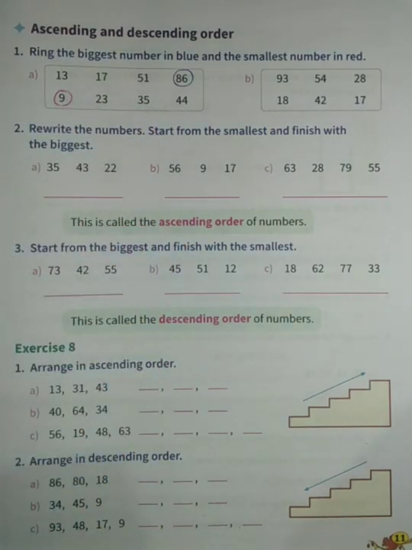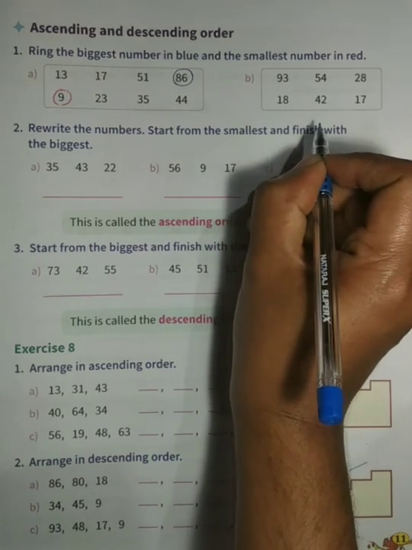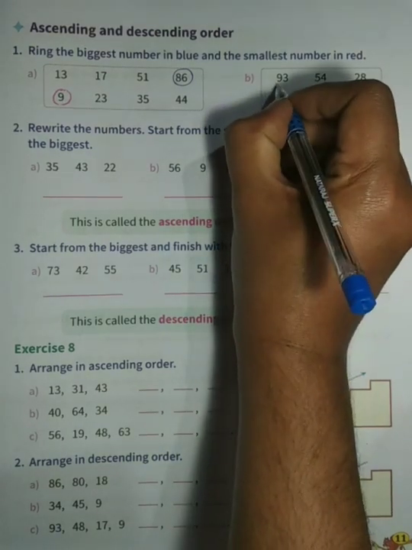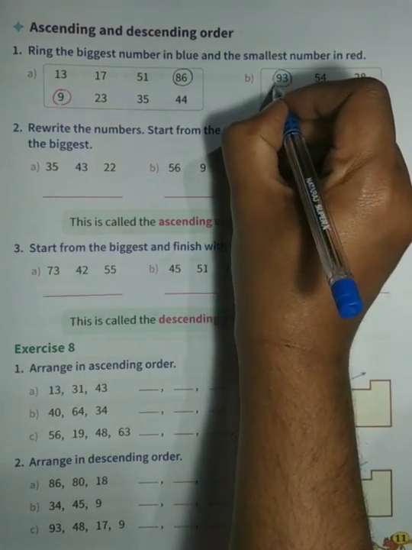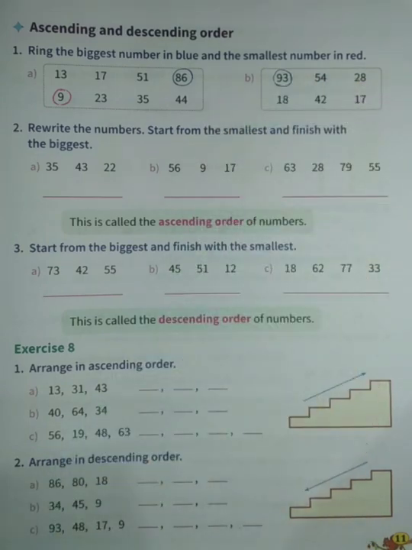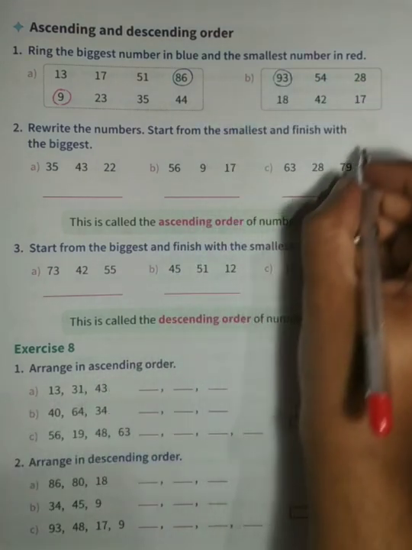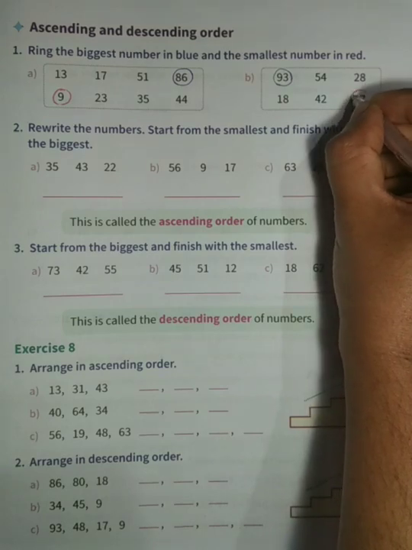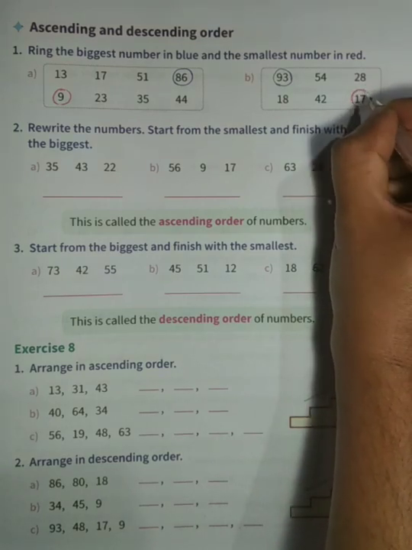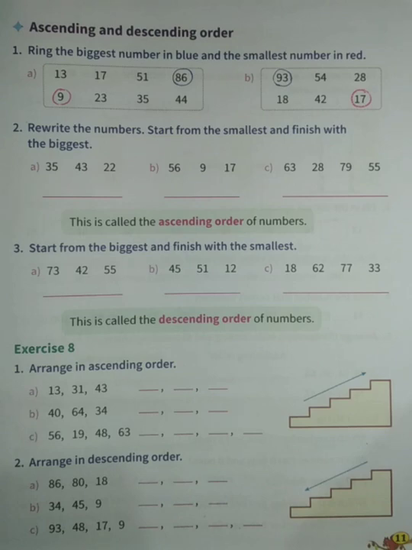The next one. In the next box, which is the biggest number, it is 93. We shall circle it with blue. And the smallest number is 17. We shall circle it with red.